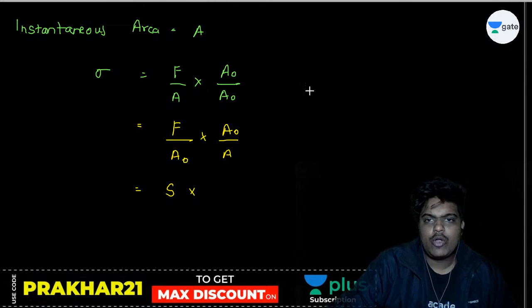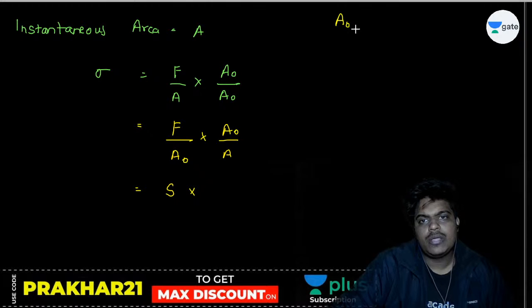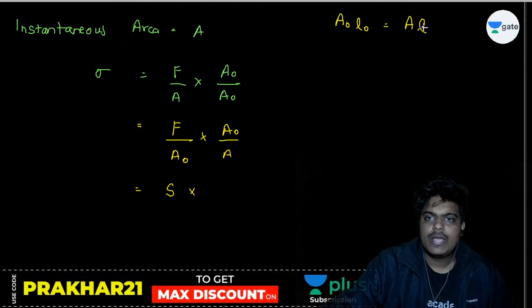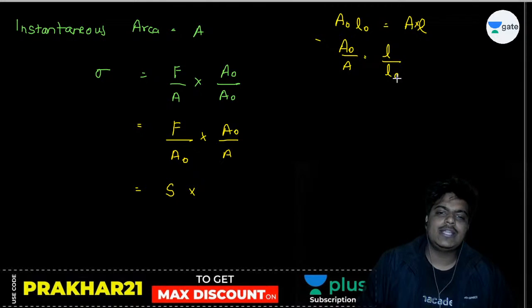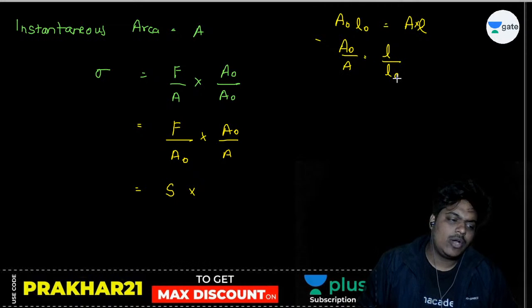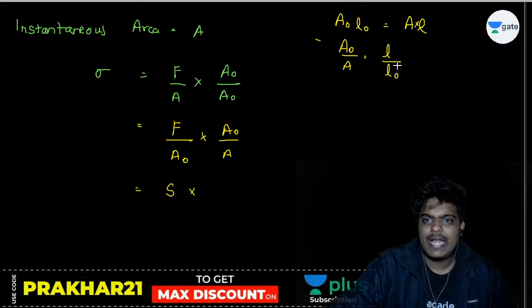Can you write A naught into L naught is equal to A into L? Yes or no? The instantaneous length is L, so the volume remains constant. So A naught by A is equal to L divided by L naught. Can you write it in this manner? Yes, obviously you can write it.